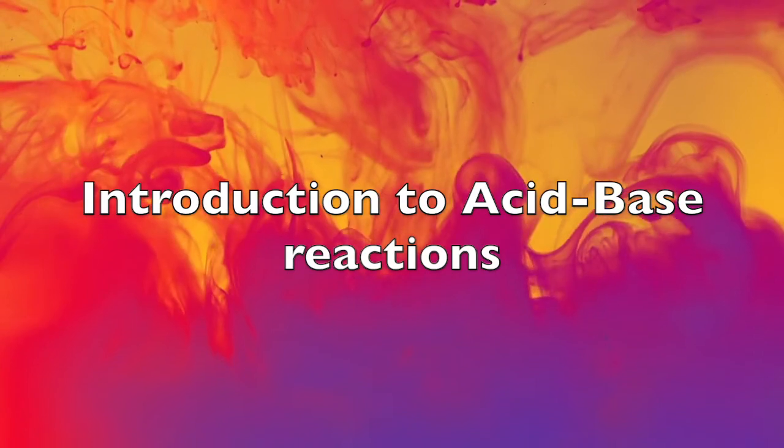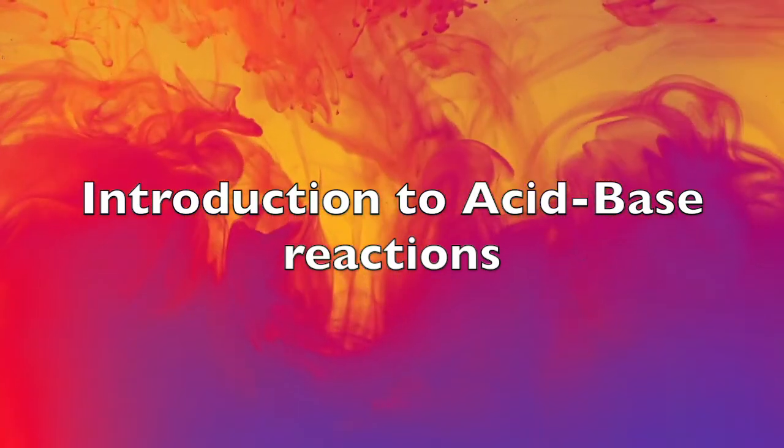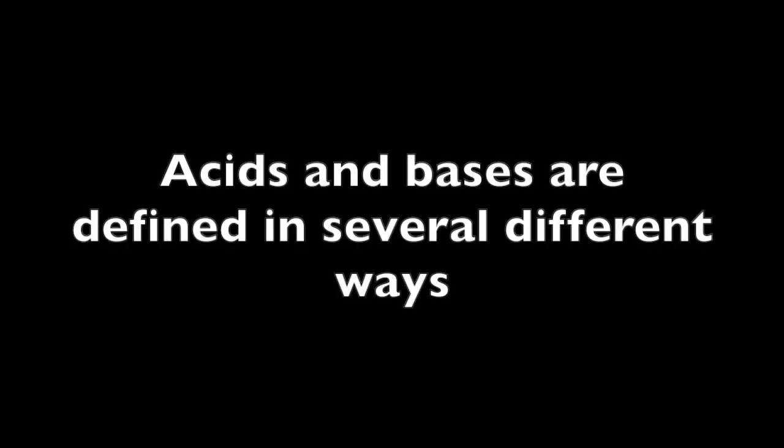Going to talk about acids and bases. Now, acids and bases are defined in several different ways. Arrhenius acids and bases, which have some limitations, Lewis acids and bases, which are used a lot in organic chemistry, and Bronsted-Lowry acids and bases, and this is the one we need to know about for AP chemistry.